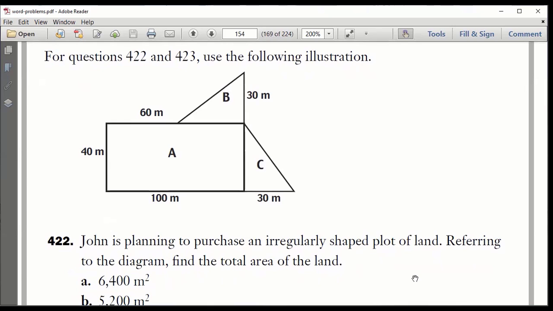John is planning. Total area, okay. No, Rasta, you have to read for everybody, not for yourself. Okay. John is planning to purchase an irregular shaped plot of land. Referring to the diagram, find out the total area of the land. So tell everybody now how you find the total area of this irregular shaped land.